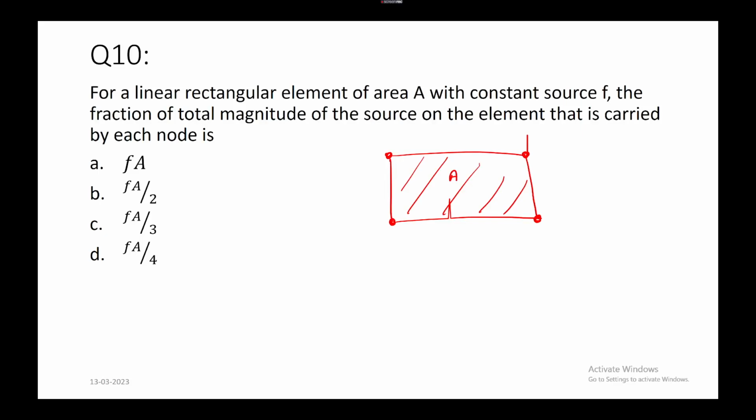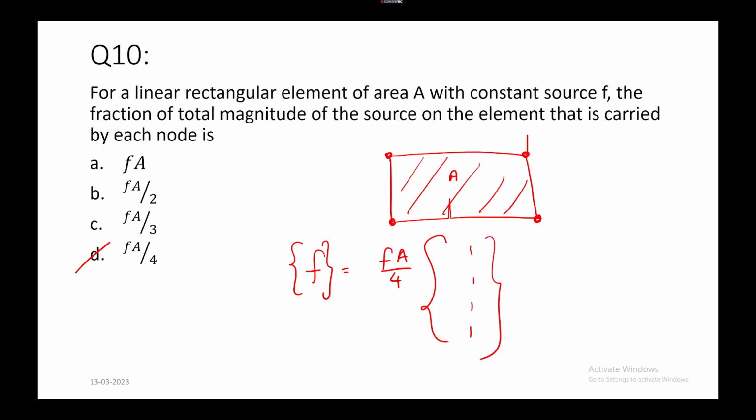Can you tell what could be the answer? For a triangle we saw previously, so what will it be for a rectangle? Yes, sir, fA by 4. Yeah, it will be fA by 4. So each node will carry the value of fA by 4. If you calculate the load vector, it will be simply fA by 4 into 1 1 1 1. So that's how it will be.